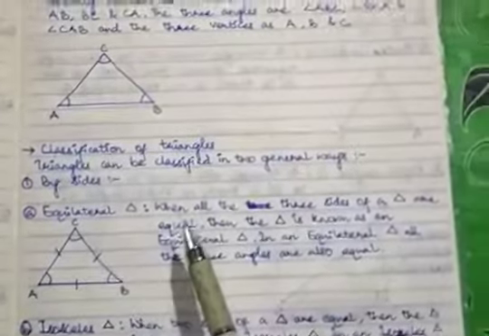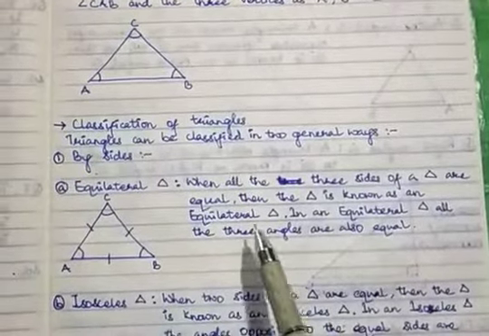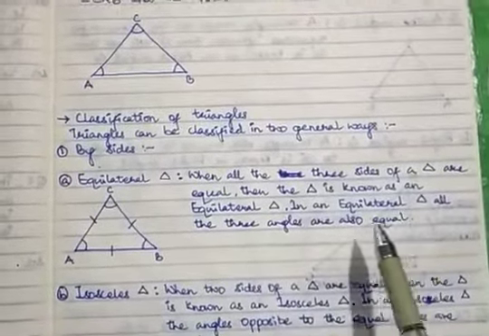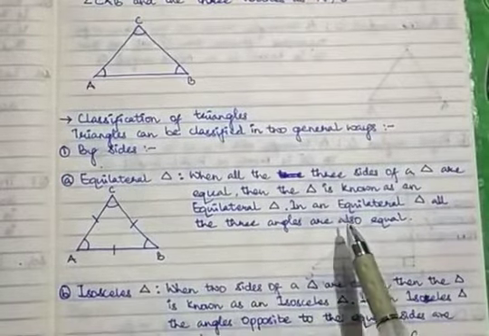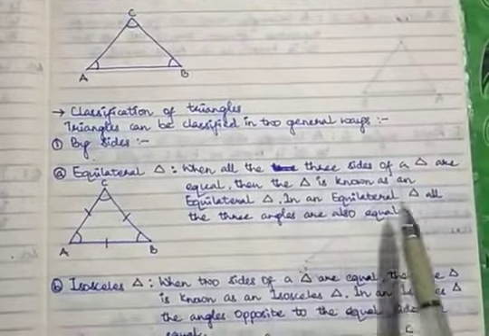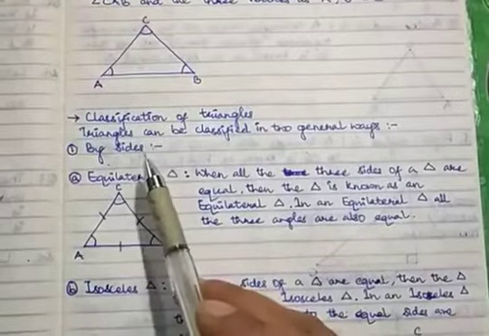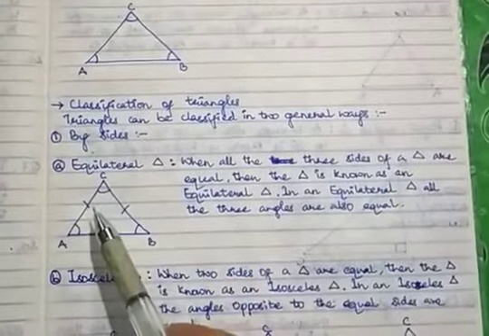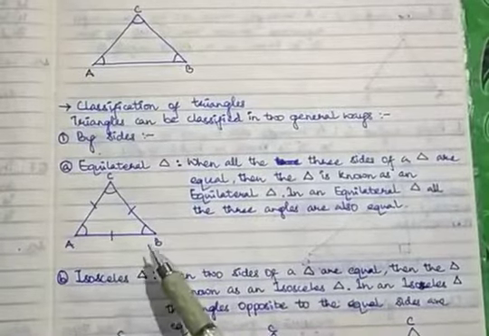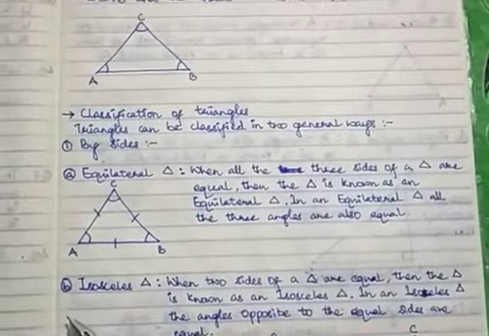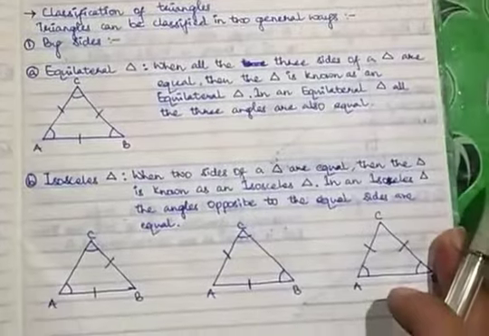An equilateral triangle is when all the 3 sides of a triangle are equal. When all the 3 sides of a triangle are equal, the triangle is known as an equilateral triangle. In an equilateral triangle, not just the 3 sides but also all the 3 angles are equal. But since we are classifying by sides, we first say that when all the 3 sides of a triangle are equal, it is known as an equilateral triangle. Afterwards, all the 3 angles will also be equal. All 3 sides equal means it's an equilateral triangle. Remember that.